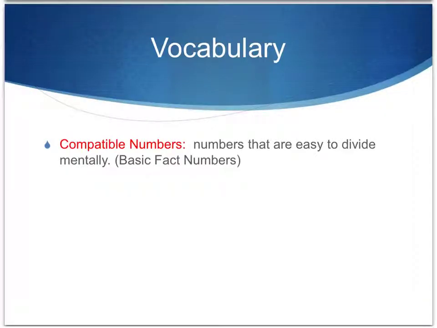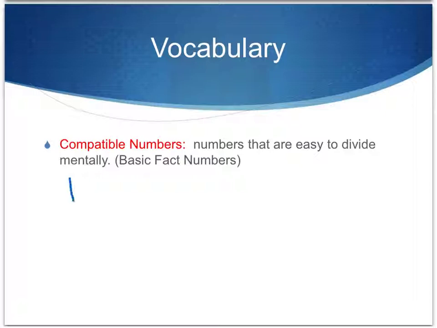There's one vocabulary word that I would like you to put down in your notebooks right now, and that is compatible numbers. And also write down its definition as well. Compatible numbers are numbers that are easy to divide mentally. I like to think of them as basic fact numbers.